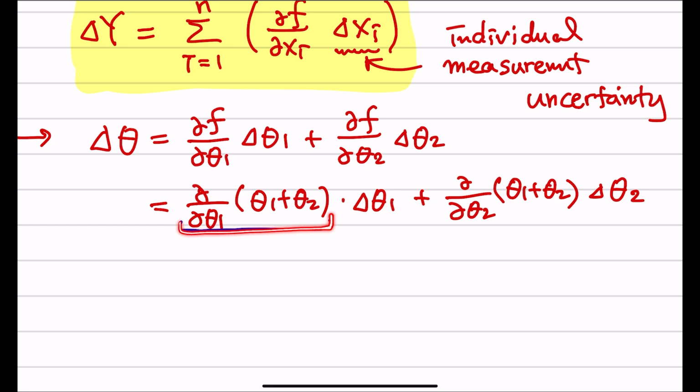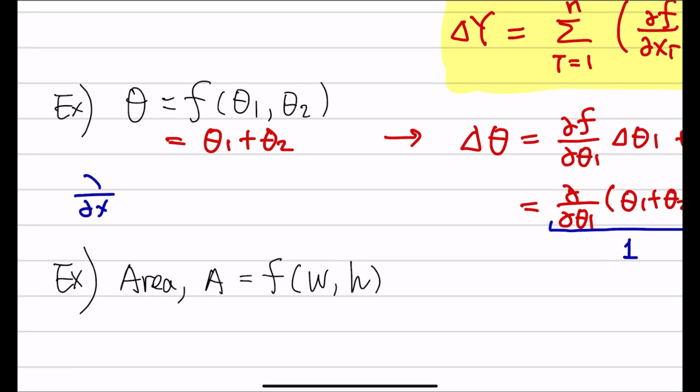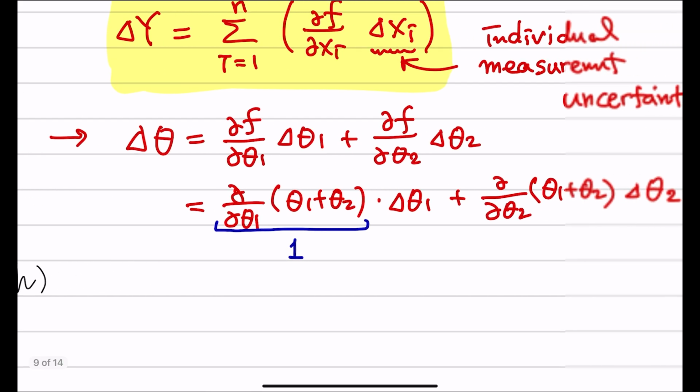What's this here? Theta 2? This is 1. Do you remember? If you're doing a partial derivative, you are considering all the other variables except your x as a constant. So these are just constant, like you can consider this like 2. And x plus 2, you find a derivative with respect to x. That's just 1, isn't it? So this is 1, and we still have this guy.